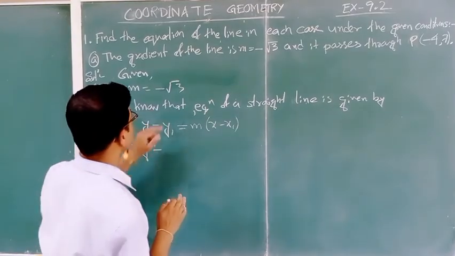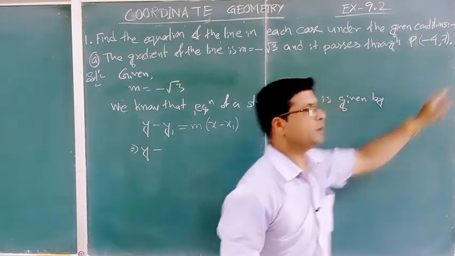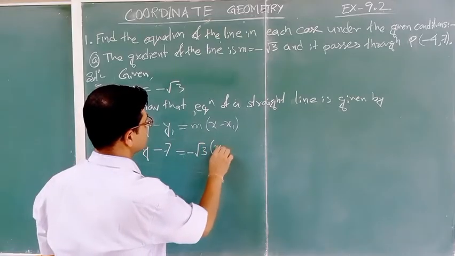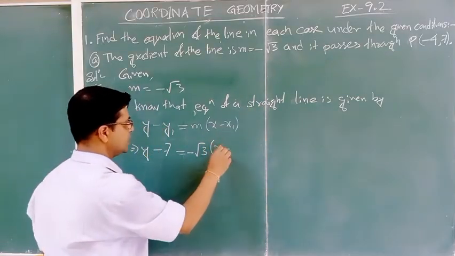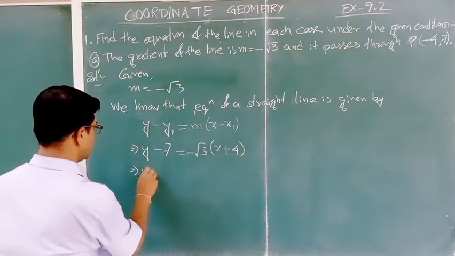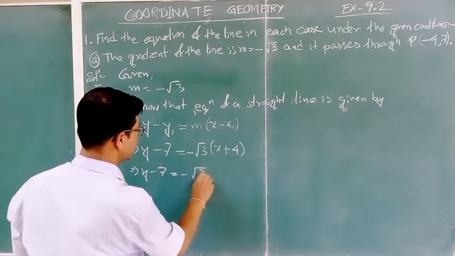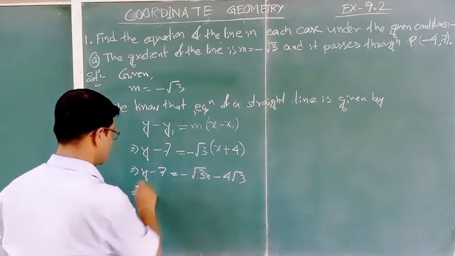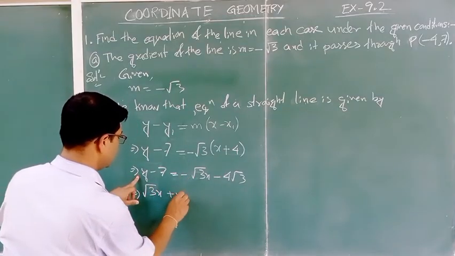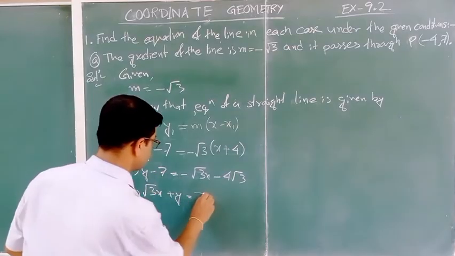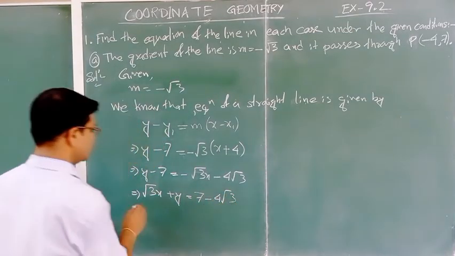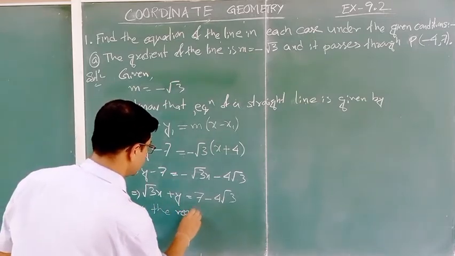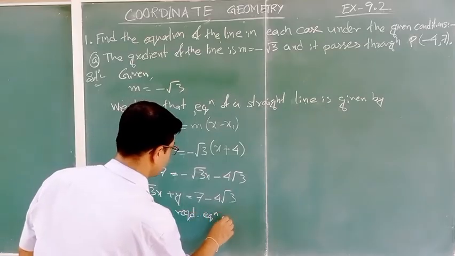This is a very easy thing. This is x1, this is y1, so this is 7. m is how much? Minus root 3. x minus x1 is x minus minus 4, that is minus and minus, plus 4. Okay, y minus 7, let us multiply: minus root 3x minus 4 root 3. Got it? So this minus y, let us take on this side, it will be plus: root 3x plus y minus 7 on the other side will be plus 7 minus 4 root 3. Okay, this is the required equation of straight line.